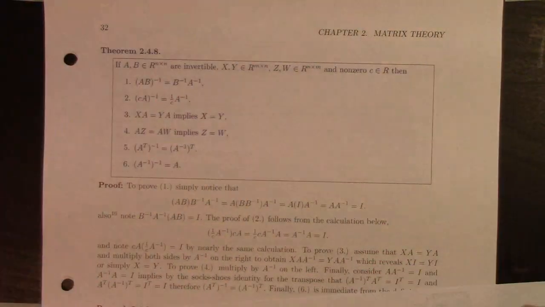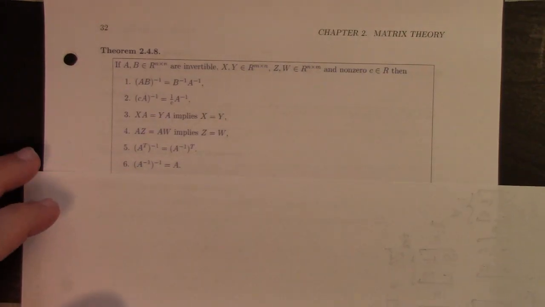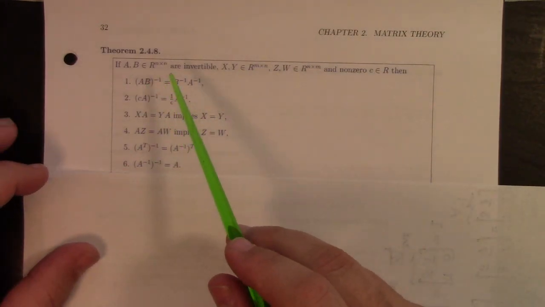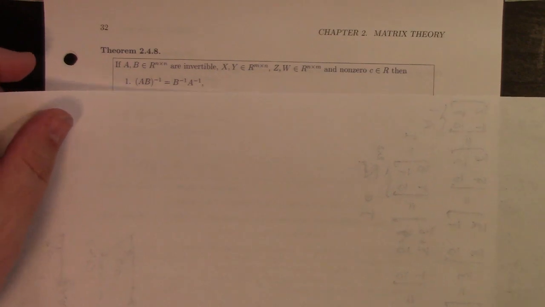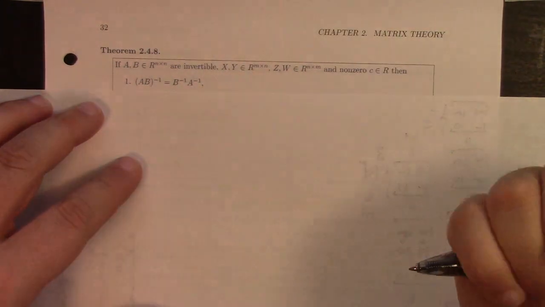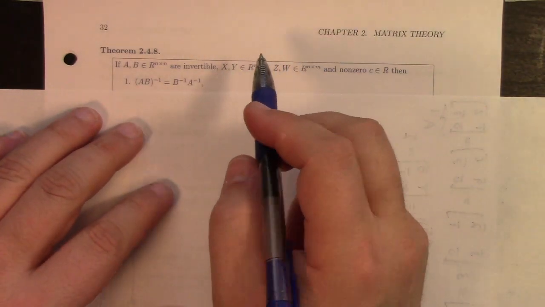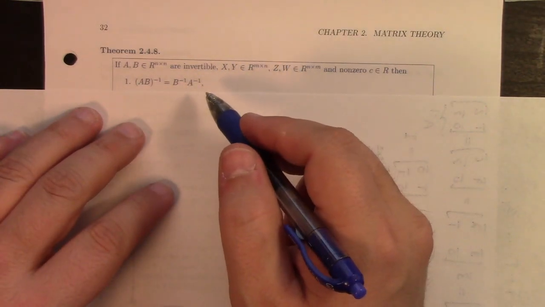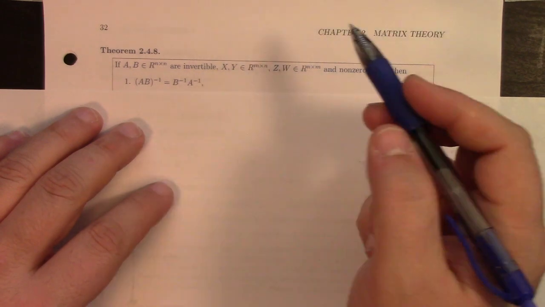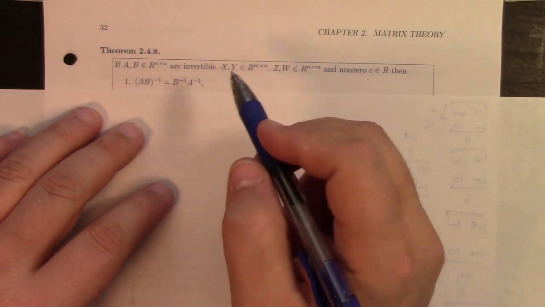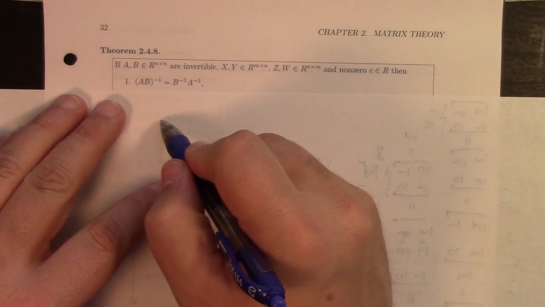Now, here are some properties of inverse. (AB) inverse is actually B inverse A inverse. This is for much the same reasons as the composition of functions has a similar rule, right? If you look at F composed with G inverse, it's G inverse composed with F inverse, for much the same reasons. But here's the proof, if you like.